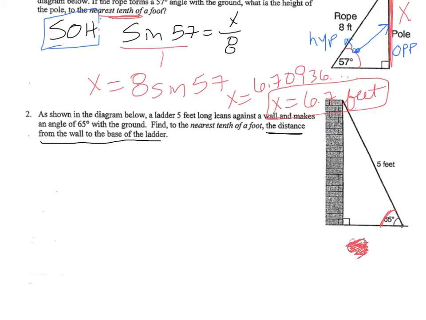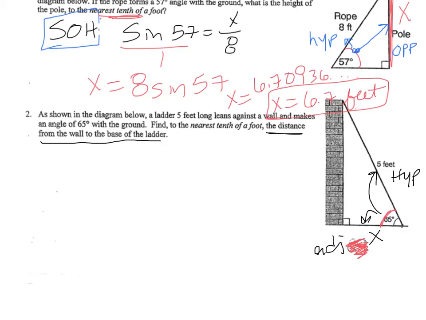Now, you might want to put your x here, but it definitely doesn't go there. That's the height of the building. Your x is supposed to go over here. So this is definitely the distance from the wall to the base of the ladder. Now, this is the hypotenuse, and this is the adjacent.